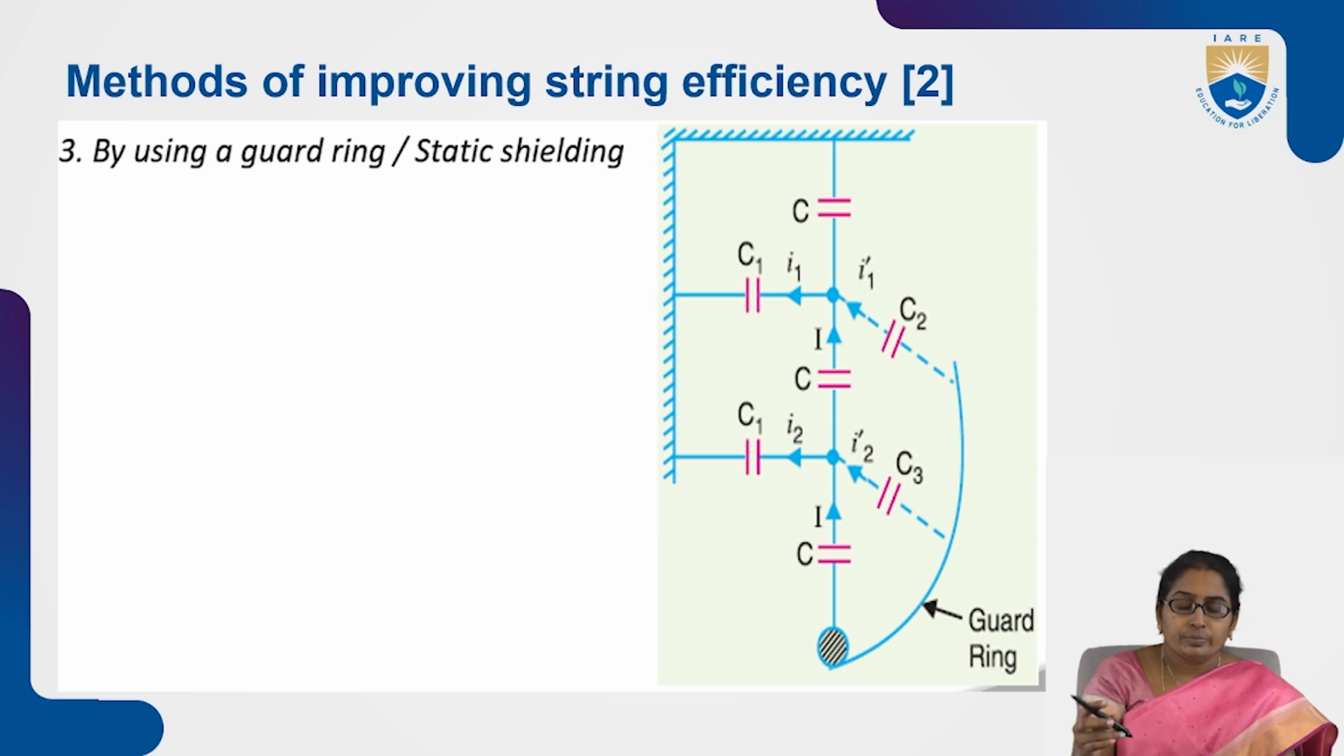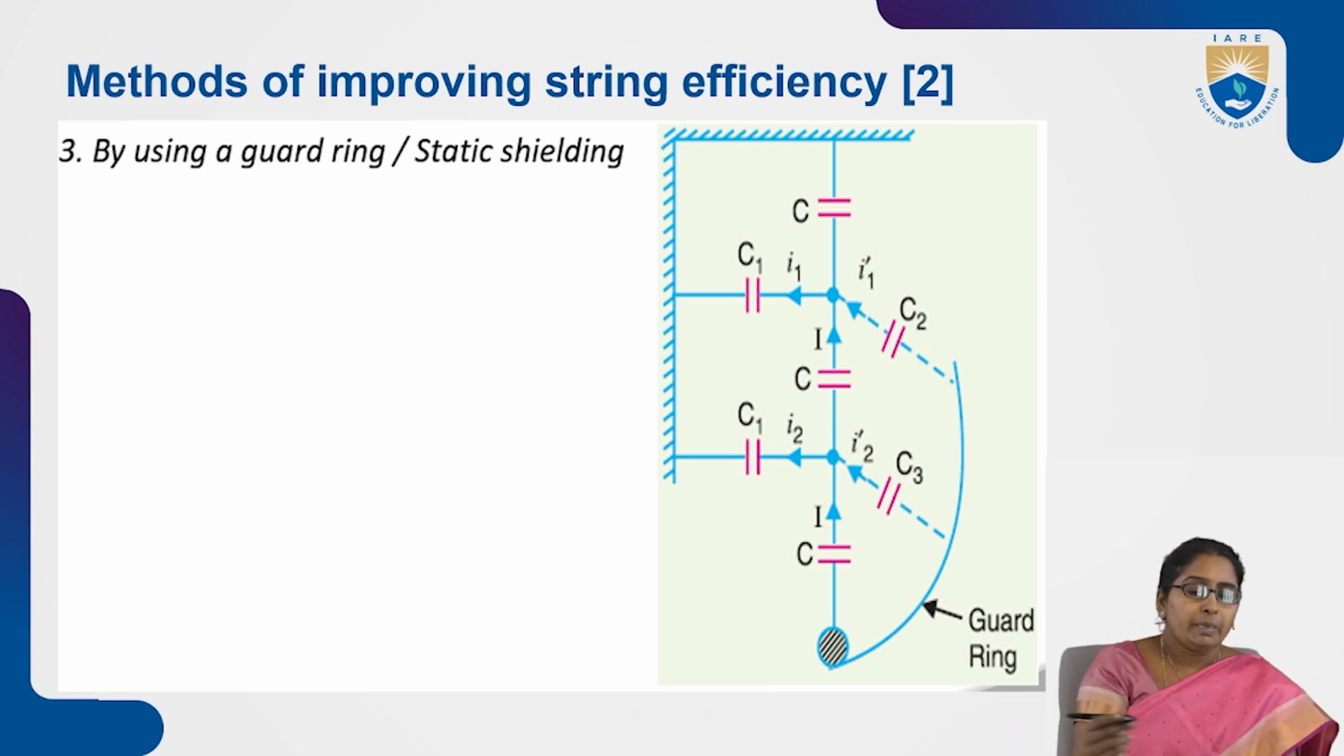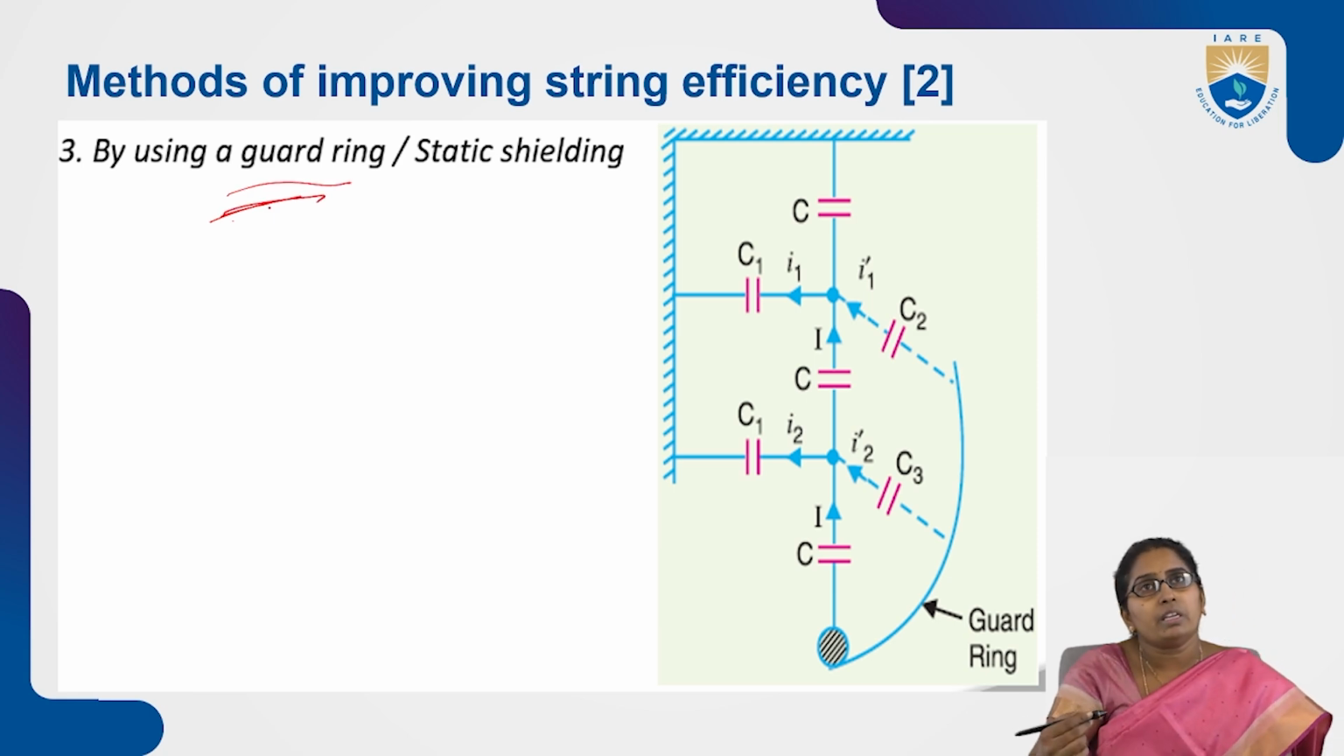Next, third method, using a guard ring. A guard ring is nothing but a metallic ring around the conductor. Because of that, it introduces a new capacitance between that metallic ring and each metal link.